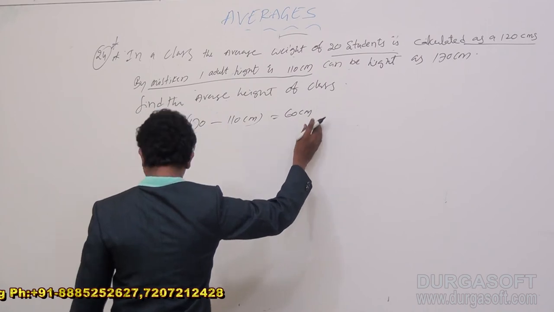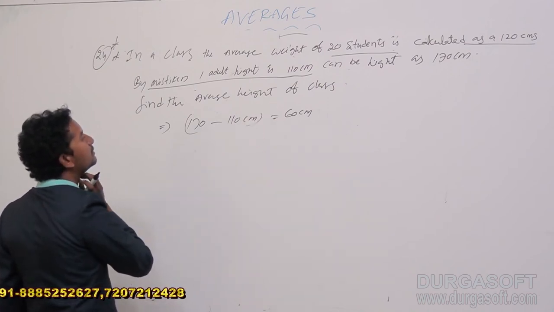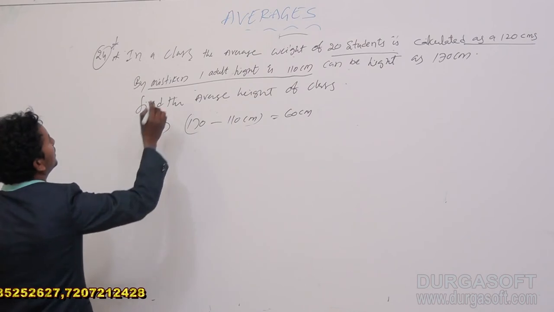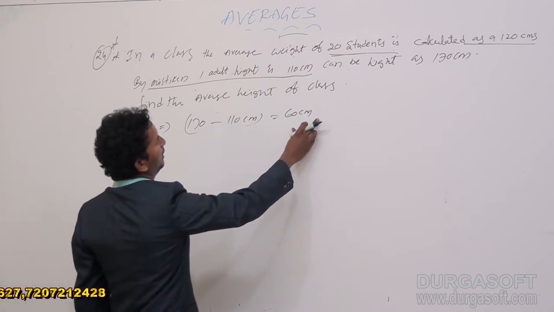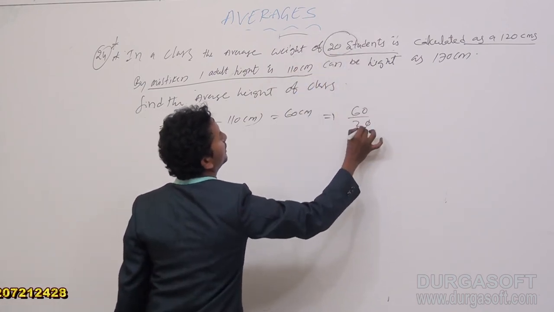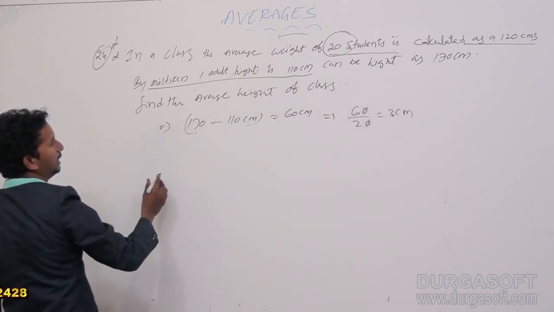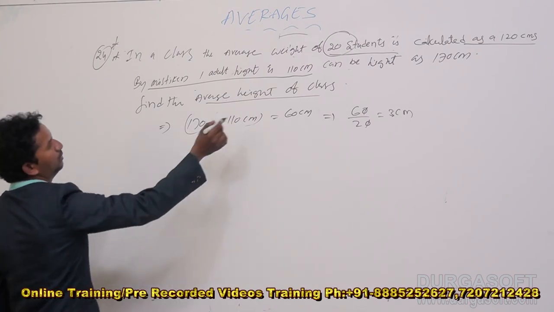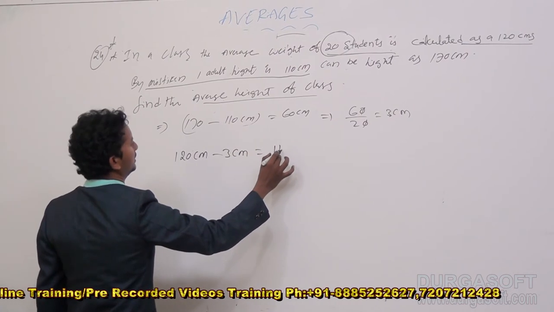In that, 120 centimeters includes the 60 centimeters of error. Now the total number of students is 20, so 60 by 20 is 3 centimeters. Now find the average height of the class: 120 centimeters minus 3 centimeters is equal to 117 centimeters.